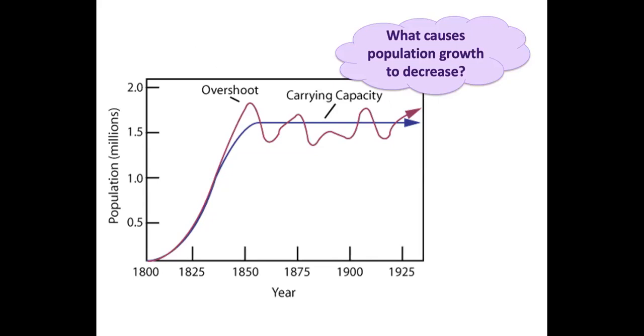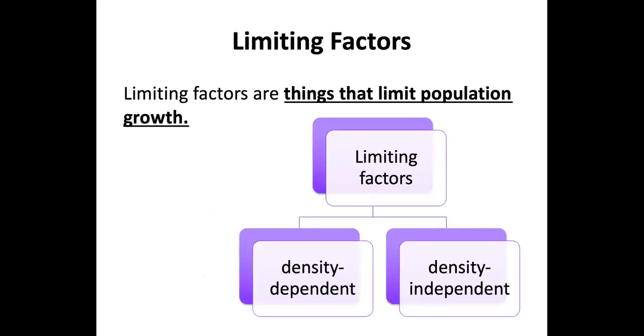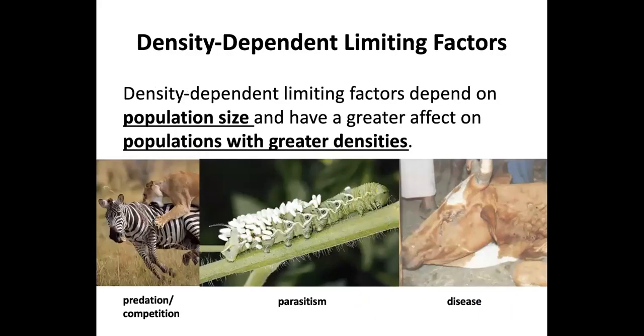All right. So now we're going to get into what actually causes population growth to decrease. These are known as limiting factors. Okay, so limiting factors are things that limit a population's growth. There are two types: density dependent and density independent. And just looking at those words, we should be able to figure out what they mean. So if you're independent, what does that mean? By yourself, okay? And if you're dependent, you need help. You're relying on someone else or multiple, okay?